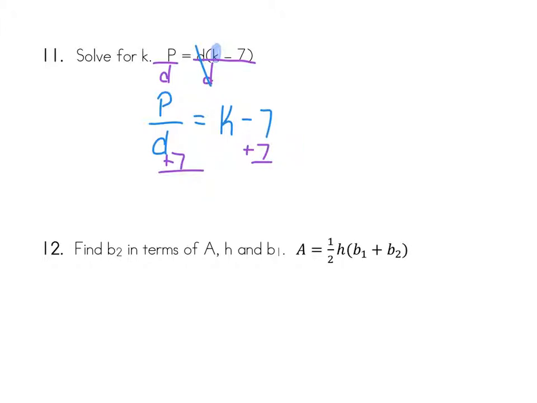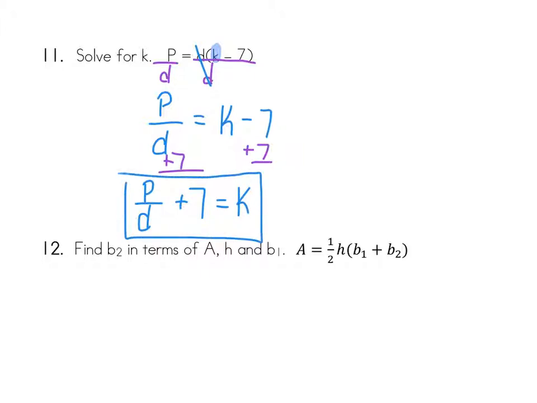Well, the thing is, you can't really group it together, so you're just going to leave it. P divided by d, all plus 7, is equal to k. And that's it. There's our final answer.